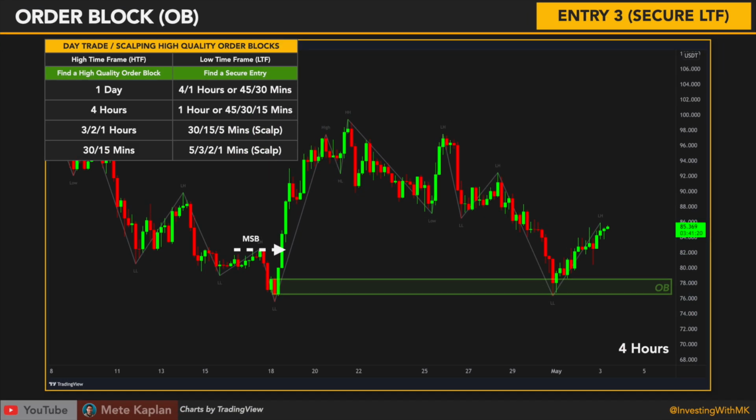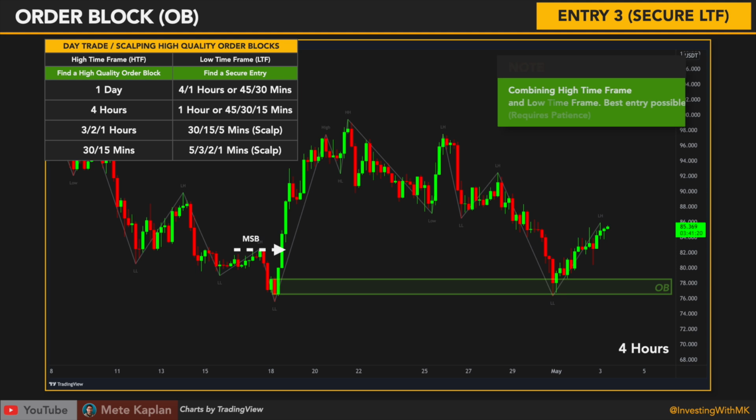The last entry type is the most secure entry possible, which is used by all pro price action traders. The downside is it requires patience and time. You have to combine high and low time frames and find order block areas in a low time frame with a strong market structure break.